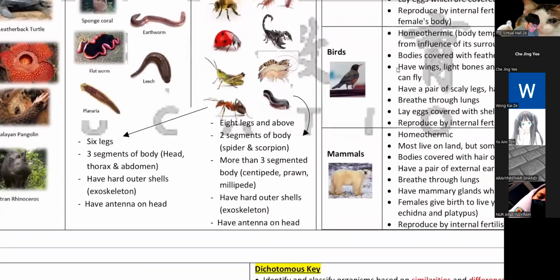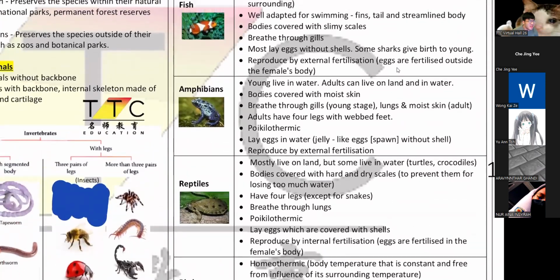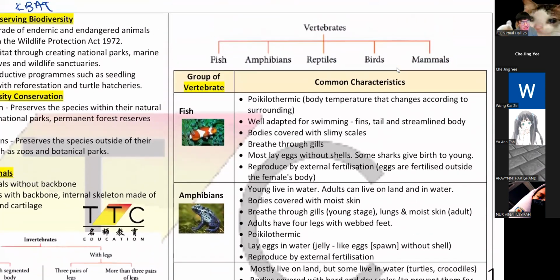Okay, let's move on from this lah. I don't want to talk about this invertebrate. They're just boring and disgusting. Okay, none of these are cute. Okay, at least these they are cuter lah. Okay, let's look at our vertebrates.